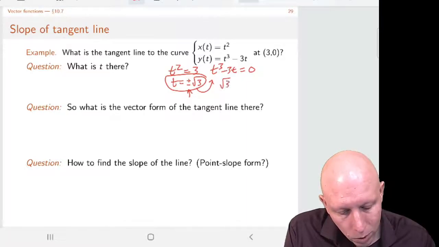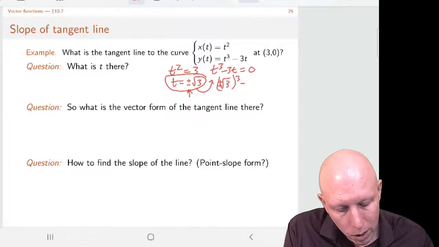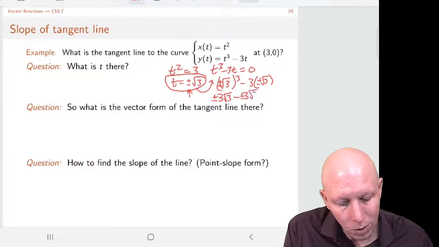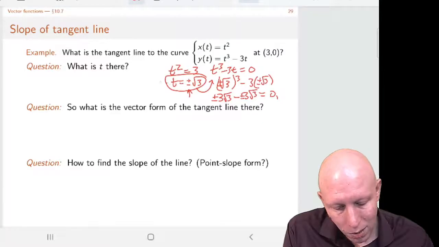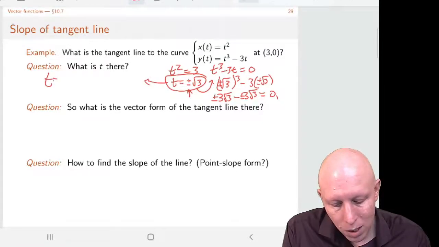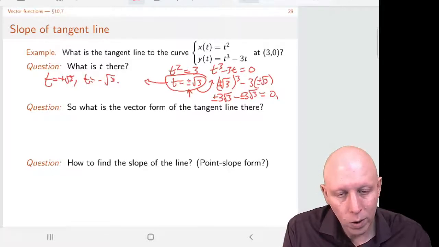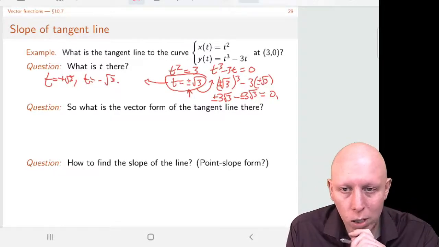So we could do square root of 3 cubed minus 3 times plus or minus square root of 3. So what's that? That's 3 times plus or minus square root of 3 minus plus or minus 3 square root of 3, which is indeed 0. Okay, so that means that these are our 2 special points, t equals plus root 3, t equals minus root 3. Those are our 2 special points that we care about.